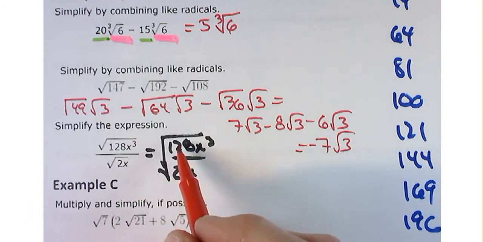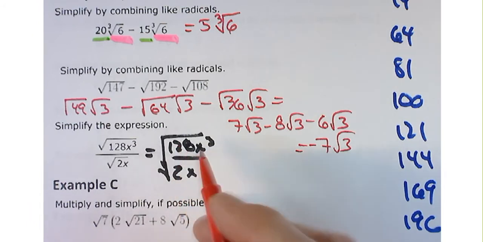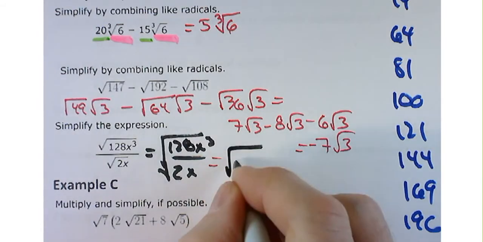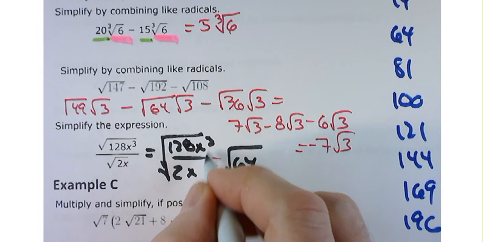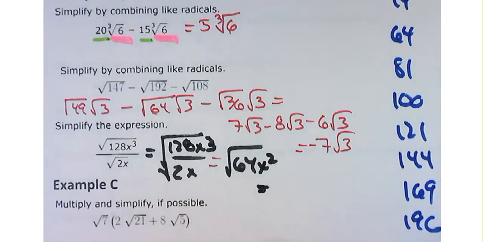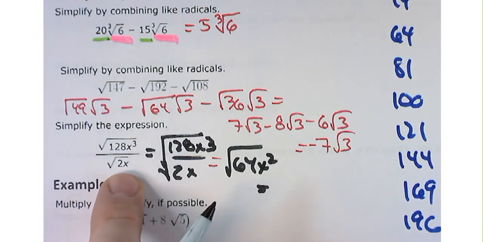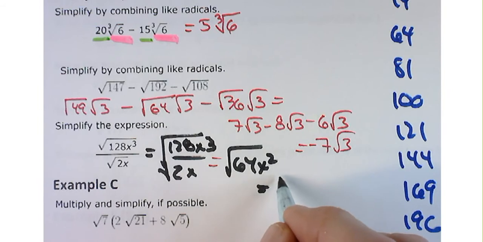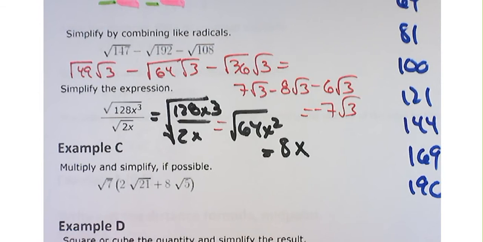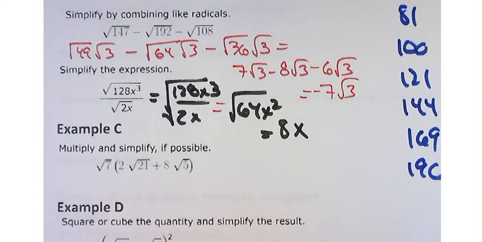2 goes into 128 how many times? 64. Square root of 64, and then x cubed divided by x is x squared. Now, this one, we have to assume that the variables are positive, because otherwise the denominator would be undefined. It would be the square root of a negative number. So I don't need the absolute value here. It's just 8x. And we're done. Yay.